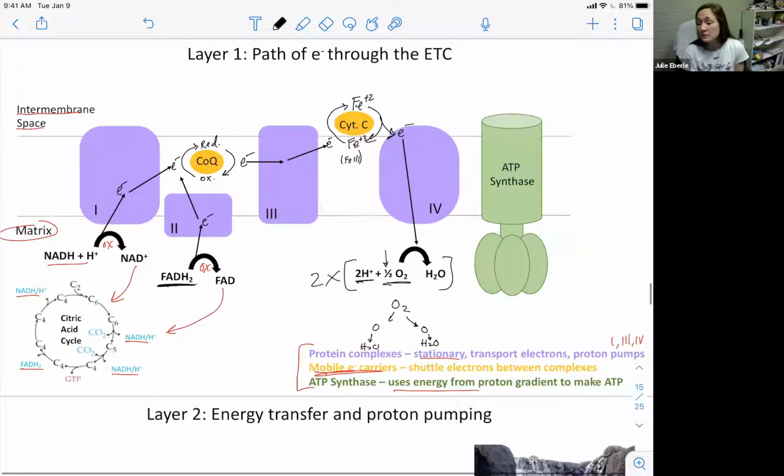Any other questions so far? Okay. I want you to know the difference between the complexes, which ones are integral and which one does not pump protons.